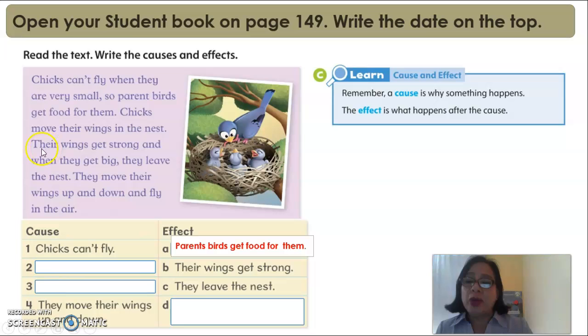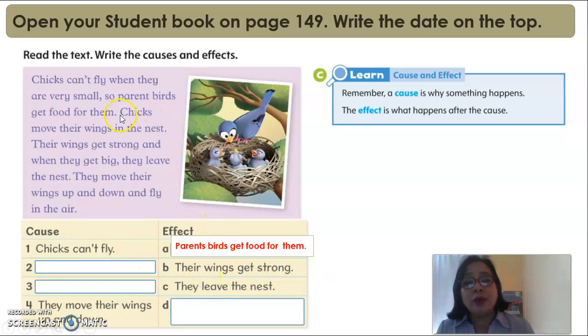Right here in the reading we have, their wings get strong, and when they get big, they leave the nest. So we have right here only the effect, so we have to read up like this. Chicks move their wings in the nest. The nest is the cause. What happened when the chicks move their wings in the nest? What is the effect? Their wings get strong.